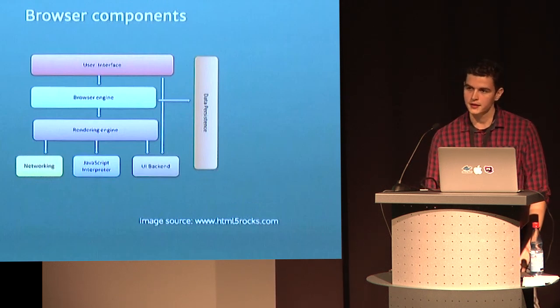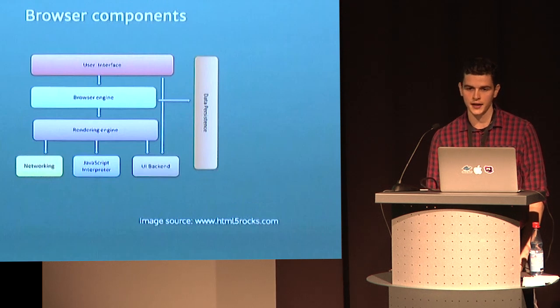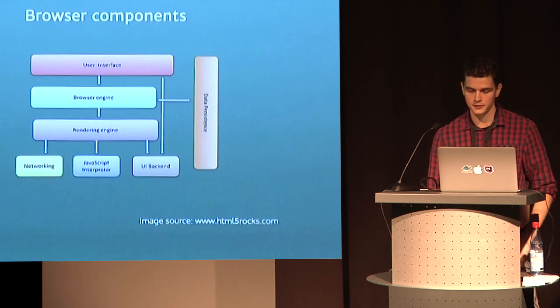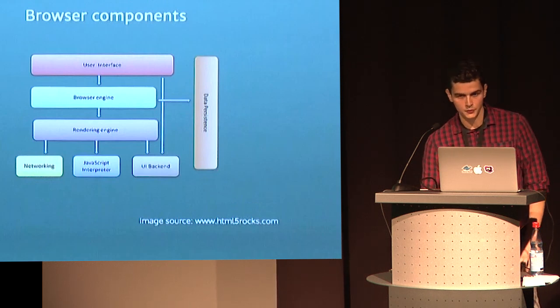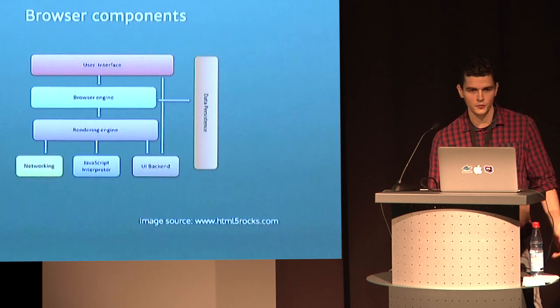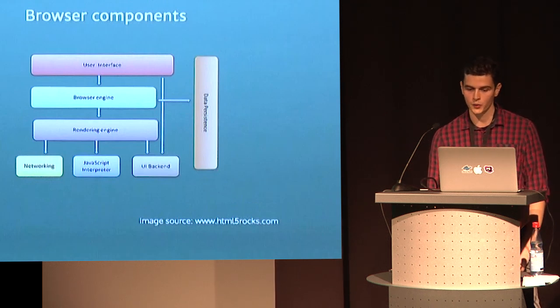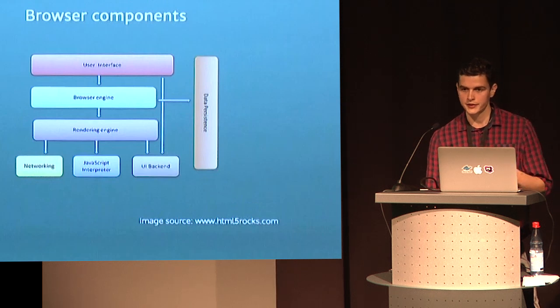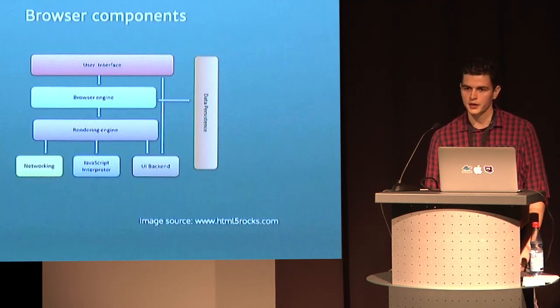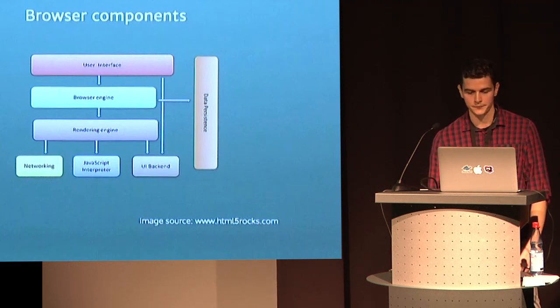So rendering engine is the part which parses the HTML, CSS, and JavaScript, and based on the results of that which is being parsed, it's going to display the page. So networking, it's when you have an HTTP or an HTTPS request, networking layer is going to make sure that the resources are loaded. JavaScript interpreter is going to interpret the JavaScript, and the data persistence. So here we are talking about cookies, local storage, IndexedDB, file system, etc.